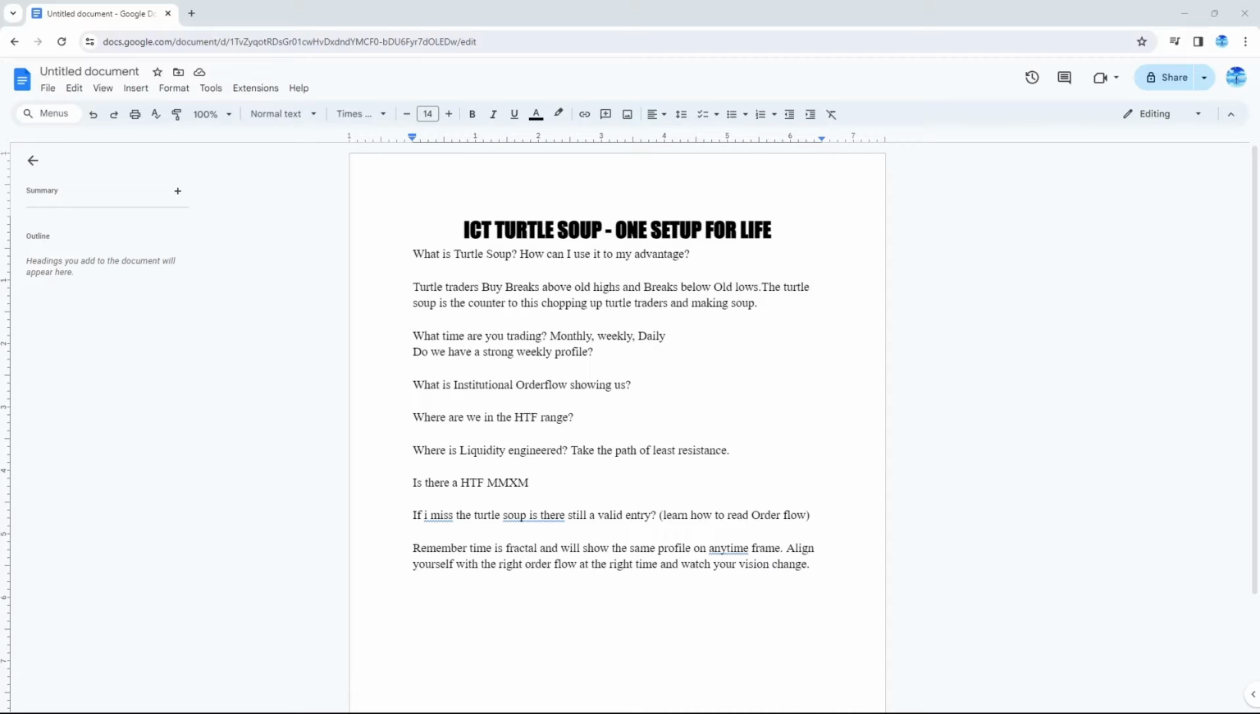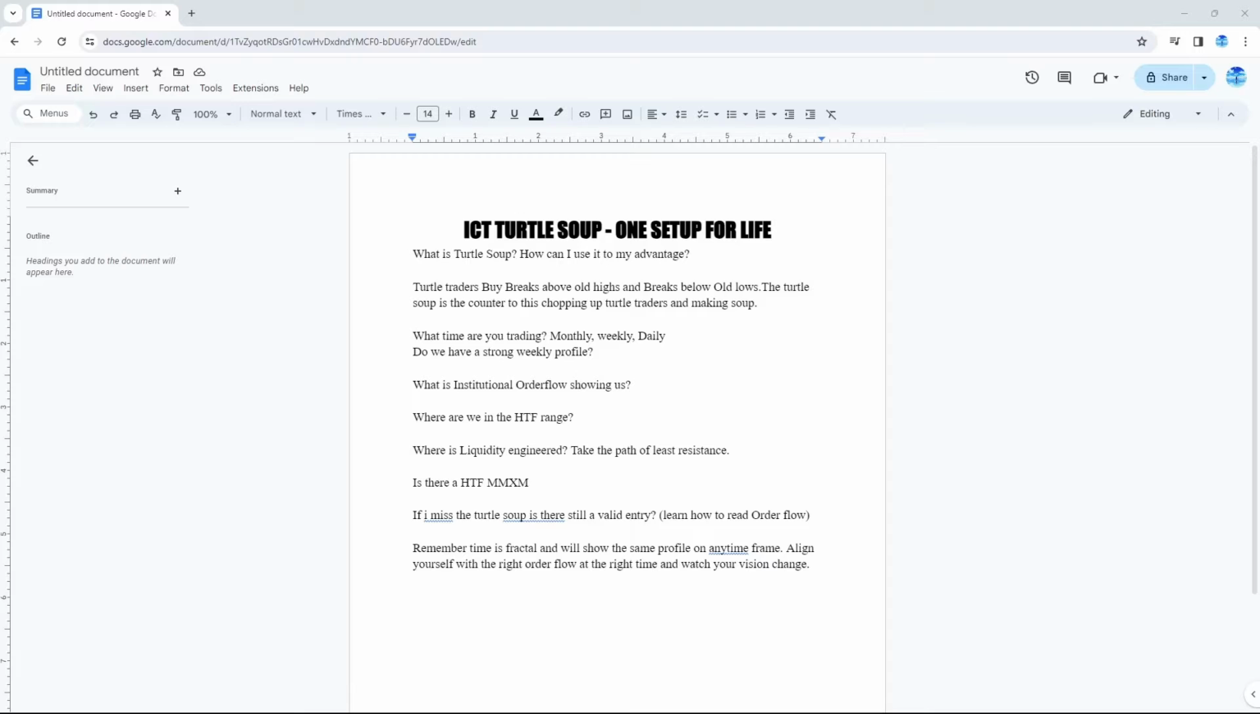How's it going, everybody? Today, we're going to be getting into how I trade the ICT Turtle Soup as my one setup for life. In my opinion, the Turtle Soup is the start of every reversal, which turns into an expansion or accumulation. So if you're in on the Turtle Soup, you have nothing to do but kick your feet back and just wait until take profit hits.